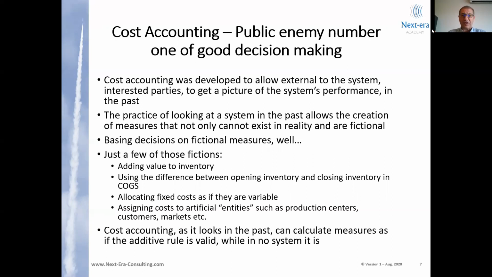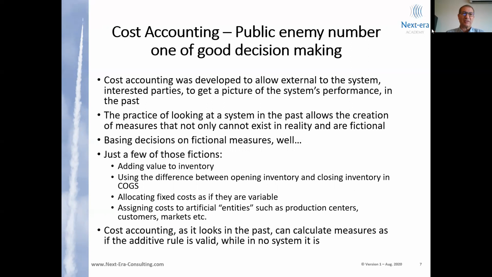Just a few of those fictions are, for example, adding value to inventory. This is something we can do in retrospect because we know what was the cost in the past, what were the sales in the past, and how much inventory we had in the past. So we can assign financial value to inventory, which is over and above its direct cost. We use the difference between open inventory and closing inventory as part of cost of goods sold, impacting our profitability through that. We can allocate cost, fixed cost, as if they are variable to any variable we want.